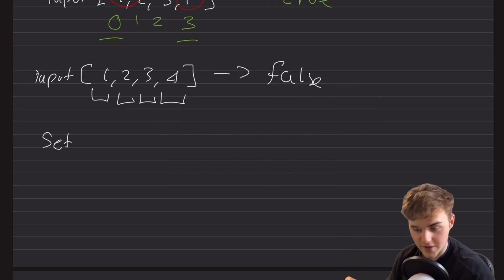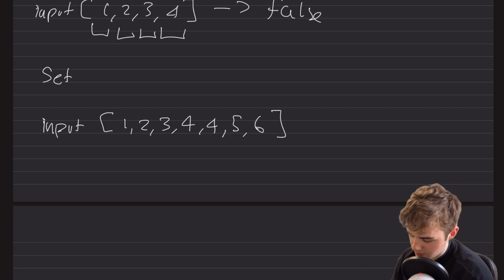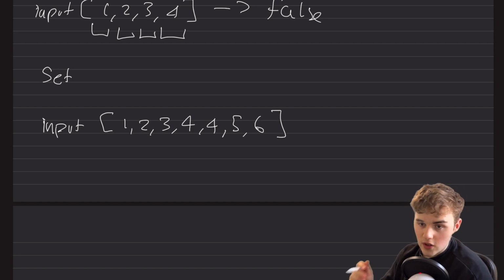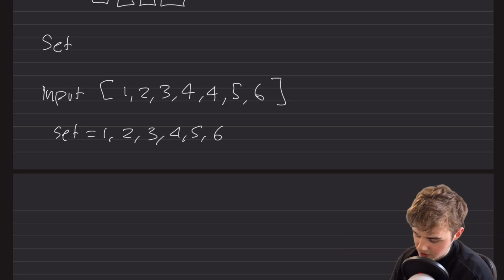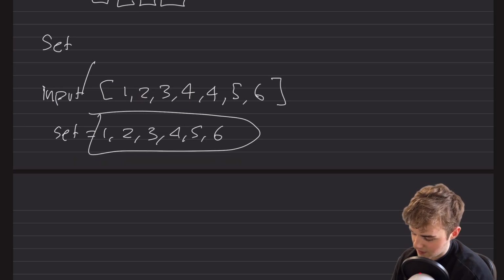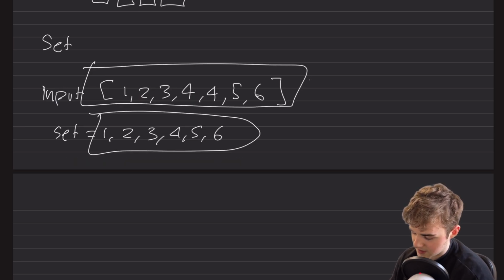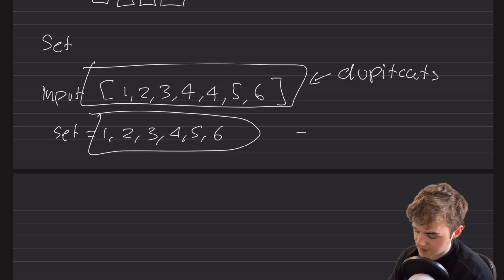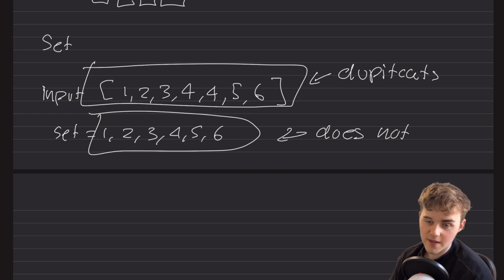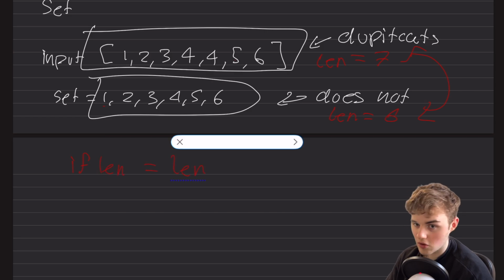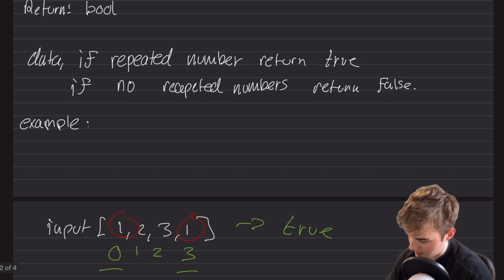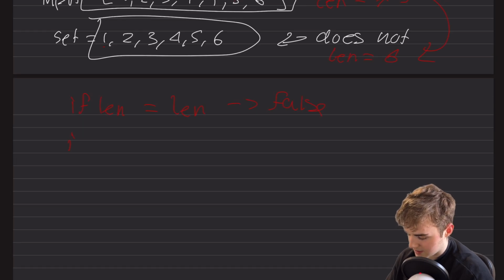So one thing I see that we could do, I'll make up an input for an example. So this input 1, 2, 3, 4, 4, 5, and 6. If we loop through the given list and we add them to the set, our set would become 1, 2, 3, 4, 5, 6. And you can see here that these are different because this one contains duplicates and the set does not. So if we simply compare lengths, if the lengths are equal, you know that it must be distinct. And we know from up here, if it's distinct, you return false. And if the lengths don't equal each other, then we return true.